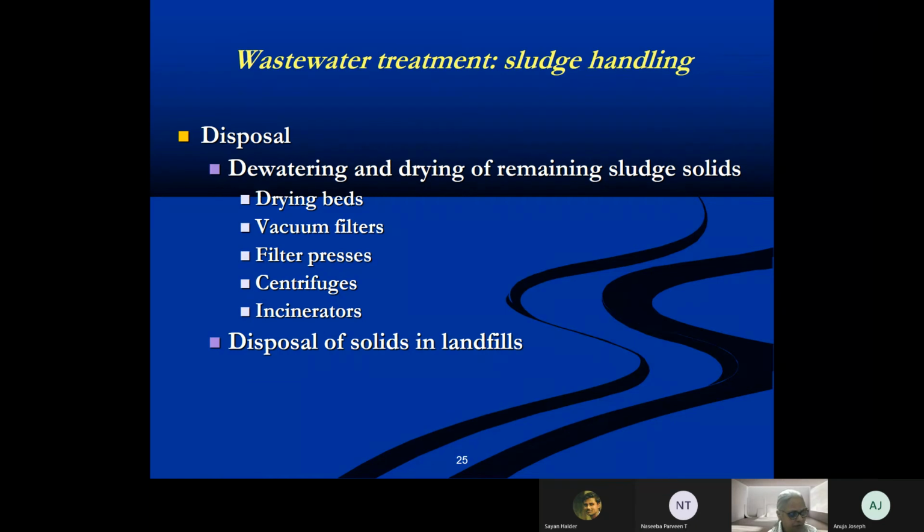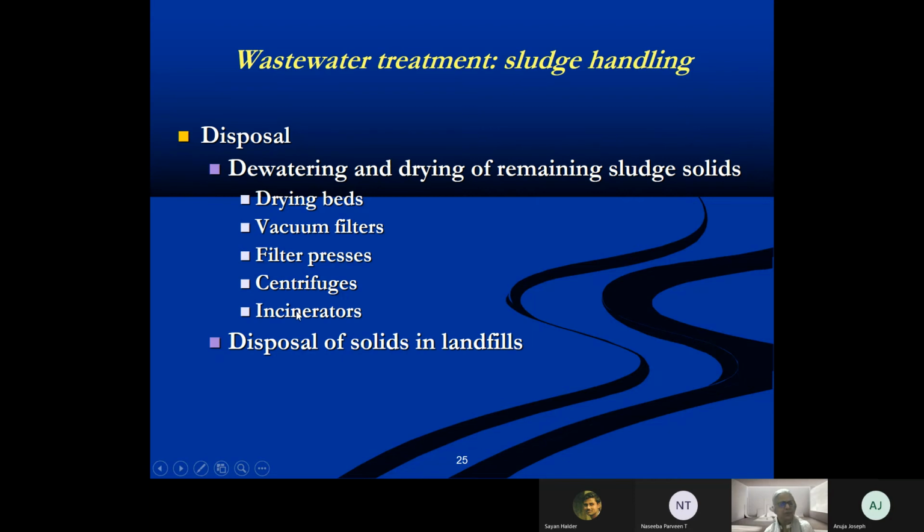And then we come to centrifugation. Centrifugation means you send the sludge into a centrifuge. The solids will be separated, the water is taken for discharge, and the solids are taken to a landfill. And finally, those solids can be taken to an incinerator. So if they are pure organic material, they can be burnt in an incinerator. You can get heat and electricity from that heat. So that is another option.